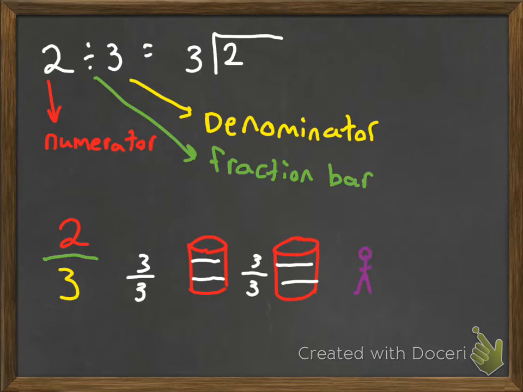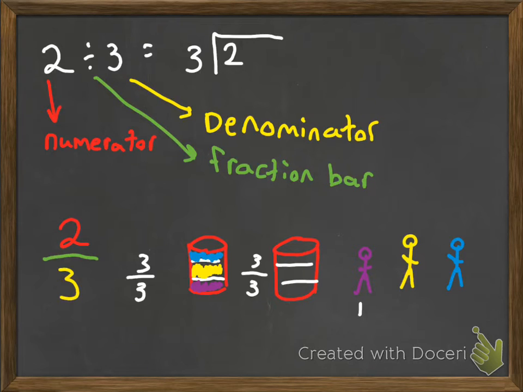Now let's go to our people. So we have the purple guy, the yellow guy, and the blue guy. Okay, so we're going to go to the first can of paint and we're going to split that can of paint between the 3 people. So purple guy gets that third, the yellow guy gets the middle third, and the blue guy gets the top third.